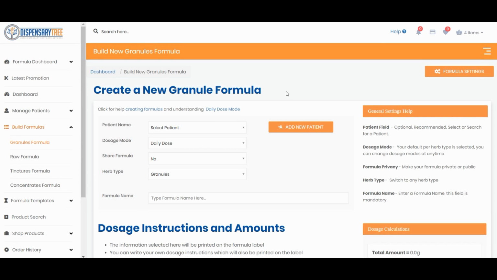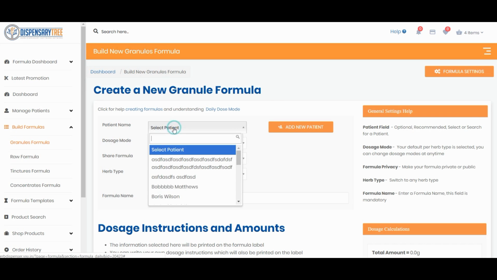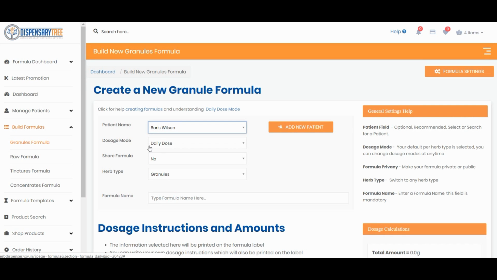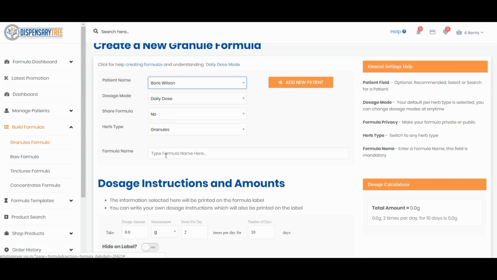Video is going to be describing the daily dose mode for granules. So we can quickly select the patient. We're on daily dose. We're not sharing the formula. It's granules. So daily dose example.